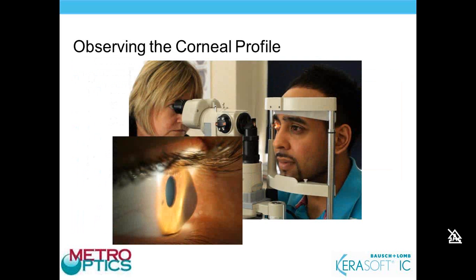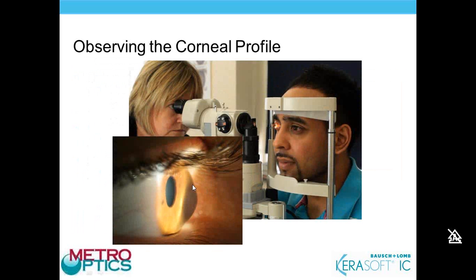So when we're observing the corneal profile, you can do it two ways. You can use the slit lamp, or you can just generally look at the profile outside of the slit lamp, and that's typically what I do. If you're using the slit lamp, you can see here she has the housing of the slit lamp perpendicular to the patient's face, so this way you can get an actual profile view that you see in this image here.